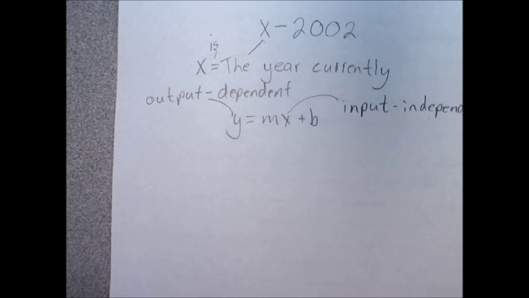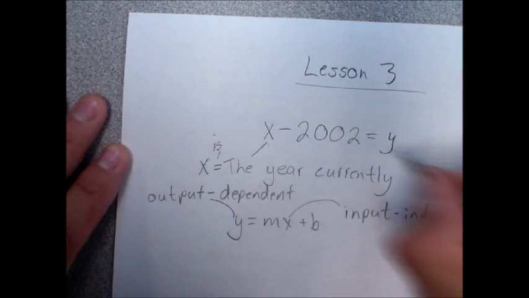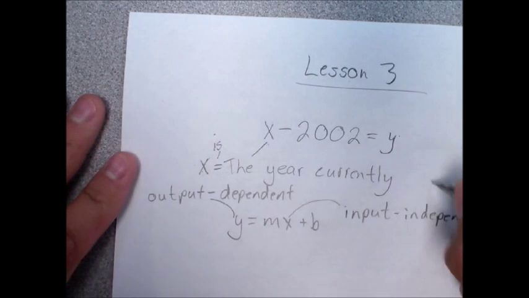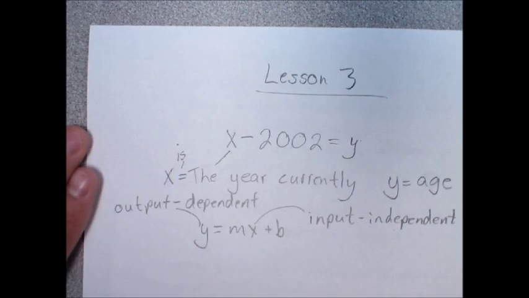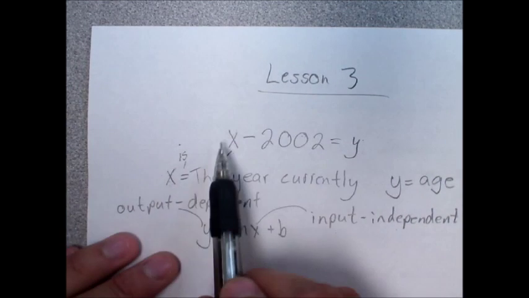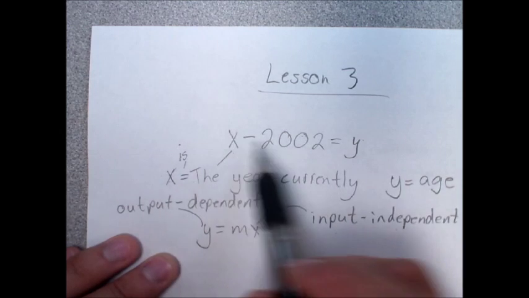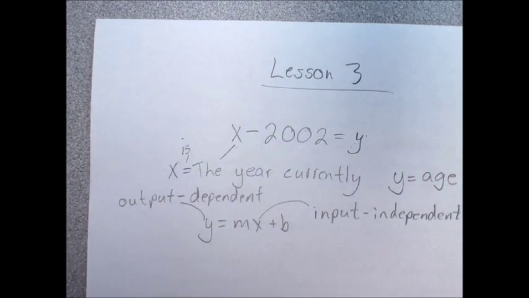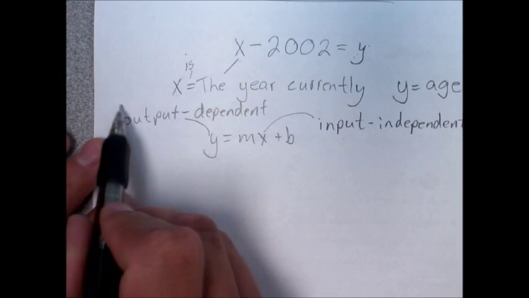So every equation you have will have some kind of input value and some kind of output value. Here, this equation would equal some other number, and y would be your age. Y is age. See? So X here is my input. I'm going to input the year, and as a result, when I do the calculation, I'm going to get the output, which is your age. So that's two separate things.